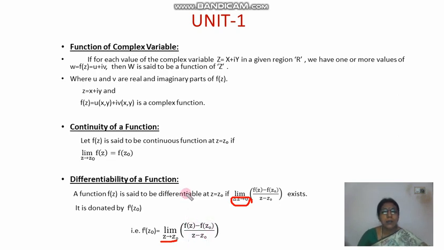So now we define three definitions: complex function f of z, continuity of a function, and differentiability. For continuity of function, compulsorily limit z tends to z naught, f of z is equal to f of z naught. Then differentiability of function. Remember this formula, f dash z naught is limit z tends to z naught, f of z minus f of z naught by z minus z naught. These are the definitions we are going to use in this unit.